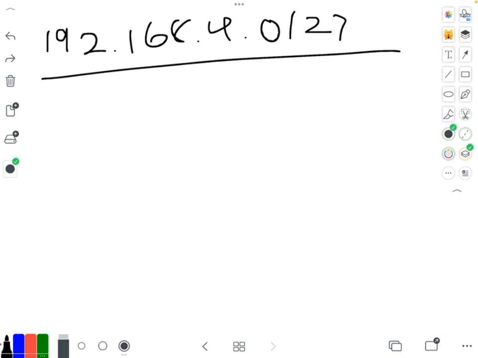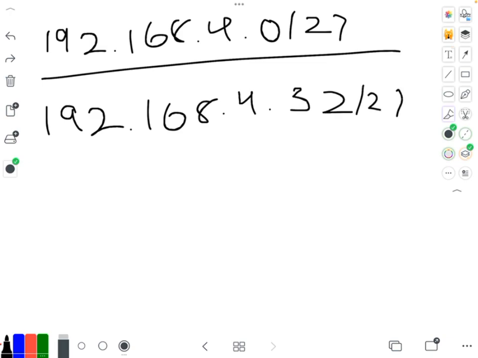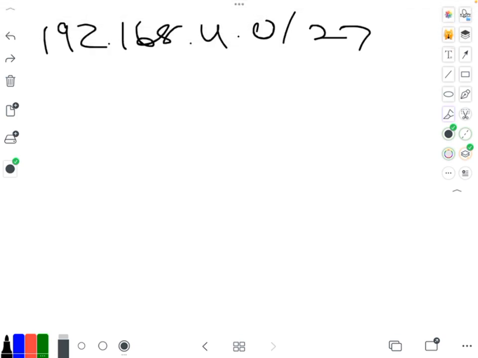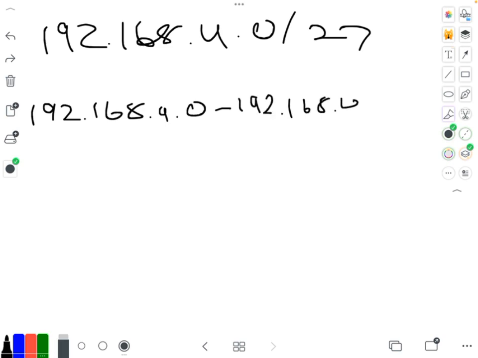So our first subnet is actually 192.168.4.0, and our second subnet is 192.168.4.32/27. Now let's just do the ranges for them. Our first network, 192.168.4.0/27, has a range from 192.168.4.0 to 192.168.4.31, right?